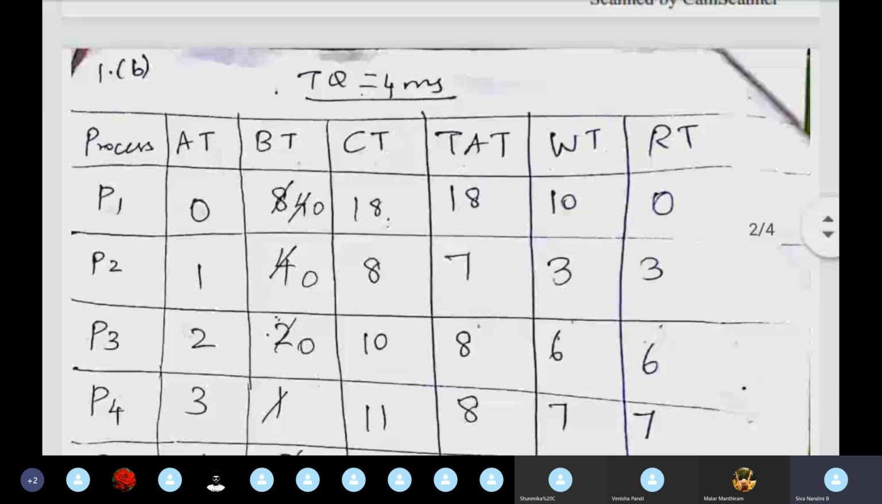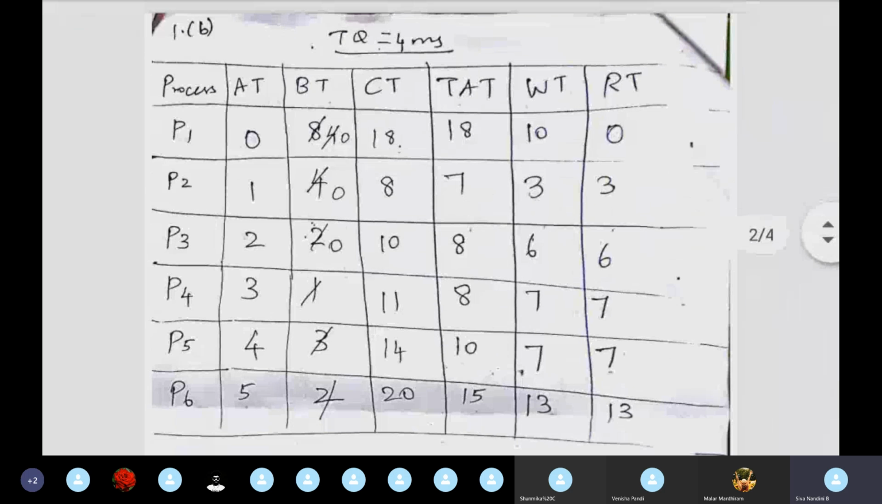Okay, next I shall go to the next problem. So next problem, round robin algorithm, also many have written correctly. But I don't know whether you have written on your own or you have copied. So for that I will explain it, okay?